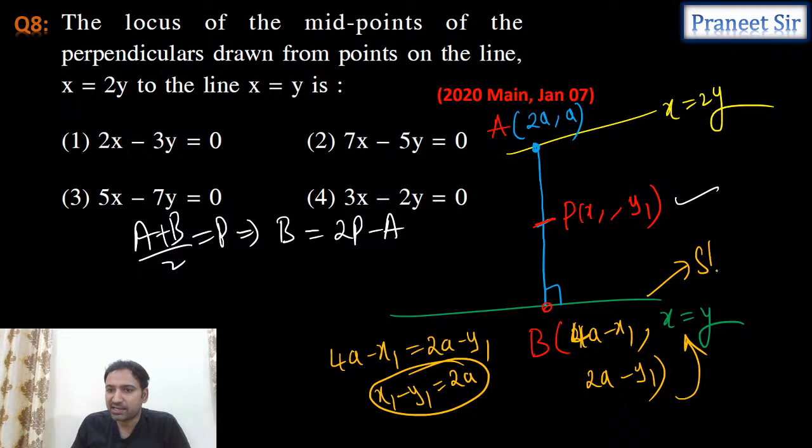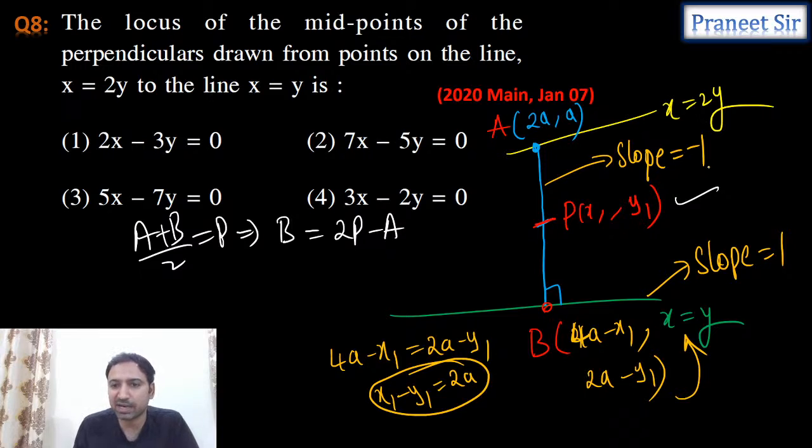Slope of this line, we know it. Slope of this line is equal to 1. What should be the slope of this line? Slope should be minus 1 because they are perpendicular. So let's apply the slope condition here.